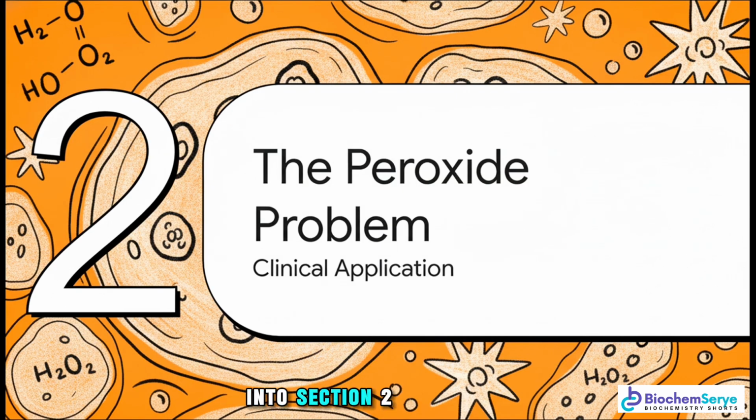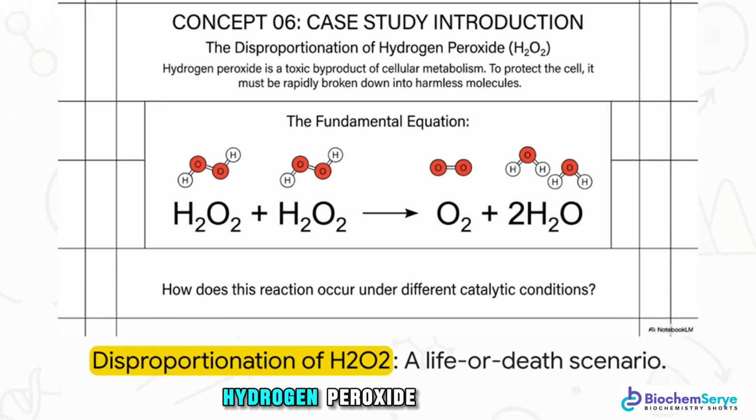All right, let's move into section 2, the peroxide problem. We're going to shift from theoretical frameworks to a pressing, real-world clinical application. I want to introduce you to hydrogen peroxide. It is a notorious, highly toxic metabolic byproduct of standard cellular respiration. As your mitochondria burn fuel, they inevitably produce this hazard.